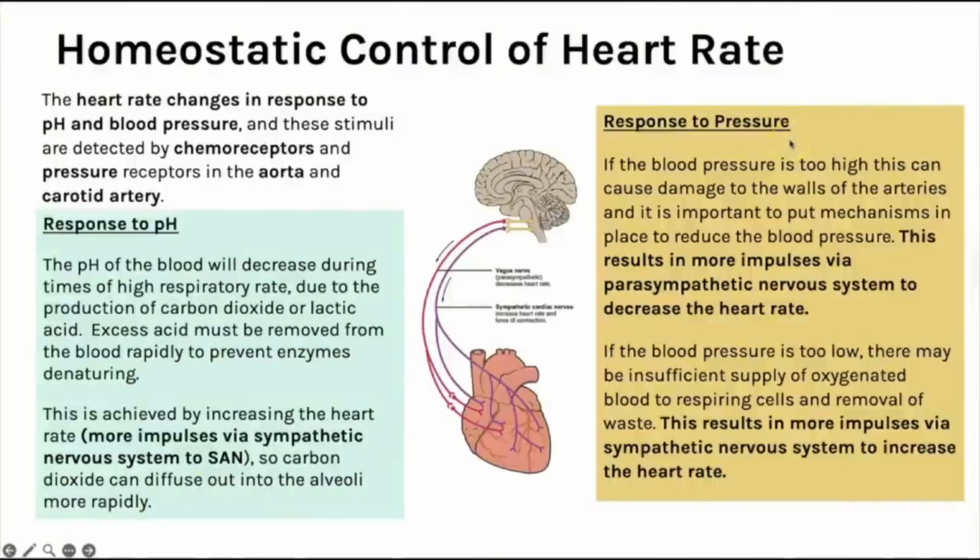The response to pressure is, if the blood pressure is too high, this can cause damage to the walls of the arteries, and it's important that mechanisms are put in place to bring down that blood pressure to prevent that damage.